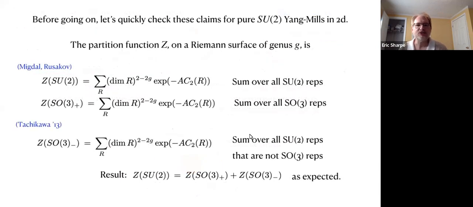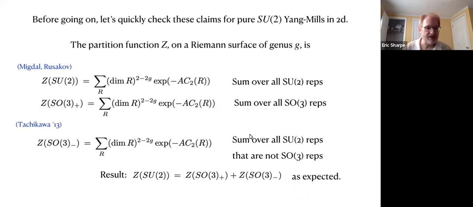Now, before going on, let me just quickly check these claims for pure SU2 Yang-Mills in two dimensions. This is fun because we know everything about pure SU2 Yang-Mills in two dimensions, basically thanks to Migdal and Rusakov. So let's just look at the partition function. This works for other things as well. So the partition function of one of these theories universally looks like a sum over representations of dimensions to the power of the Euler characteristic, weighted by the exponential of the area of the world sheet and a Casimir of the representation. For the SU2 theory, we sum over all SU2 representations.